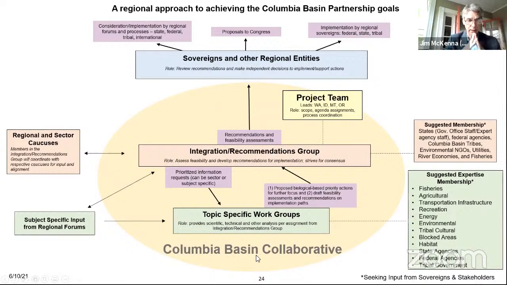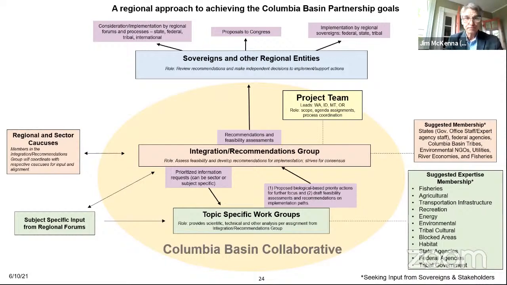So, coming back now to the Columbia Basin Collaborative, what's in that tan bubble. We heard a lot of feedback during the February meeting, and after the February meeting, parties continued to give us some thoughts. As Mike said, we put a lot of energy into considering those recommendations or concerns that we heard, and there's some pretty substantial changes if you were to compare this chart to what we presented in February. If you look in this tan bubble, there's basically 3 components. There's a box for the project team, a box for what we call the integration recommendation group, and a box for the topic-specific work groups.